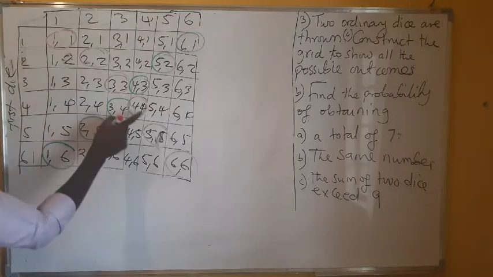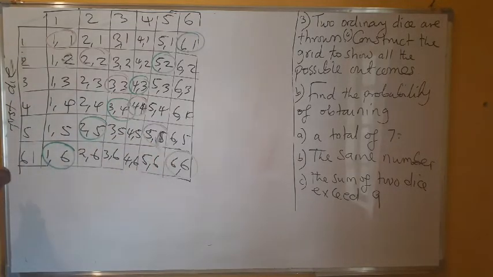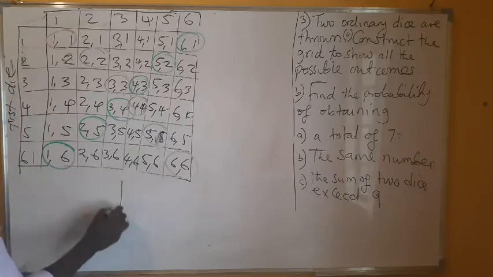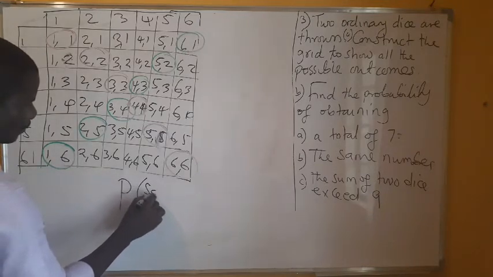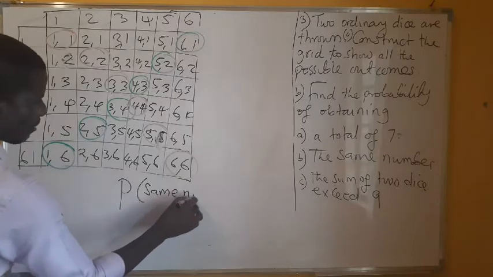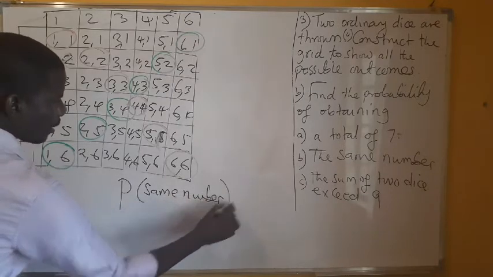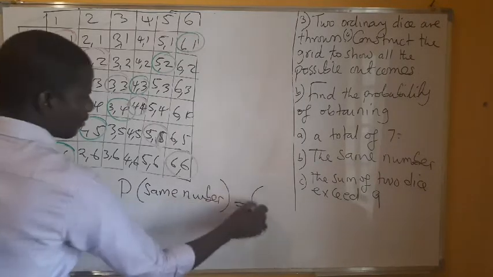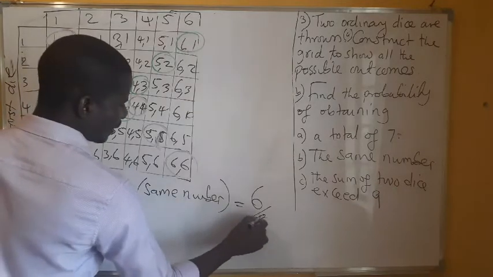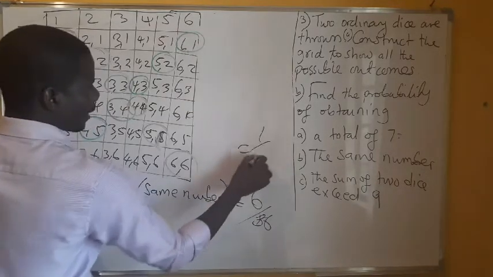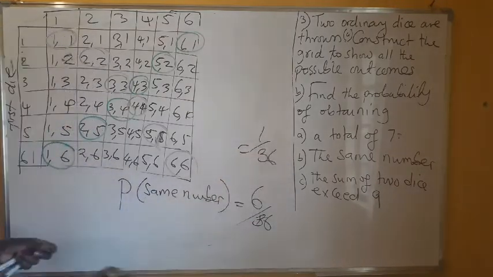1, 2, 3, 4, 5, 6. Okay? Again, the probability of having the same number on both is equal to what? We have 6 over 36, which will give us again 1 over 6. Okay? That's that.